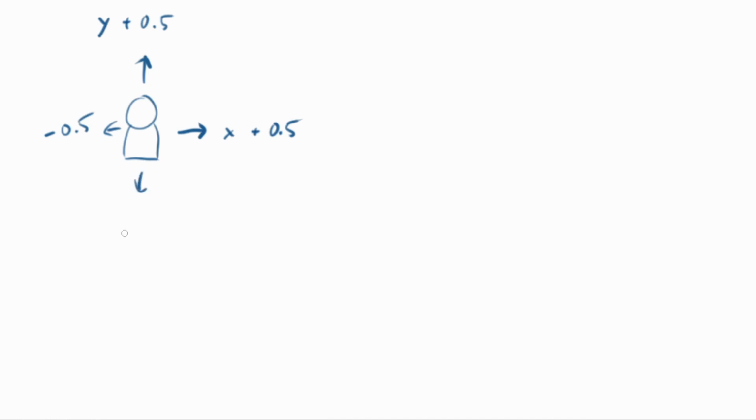You can subtract 0.5 from the Y to make him go down, and any direction in between there, you just do both. So for example, if you wanted to go up and to the right, you just set X, Y to whatever his original X, Y is, plus 0.5 and 0.5.